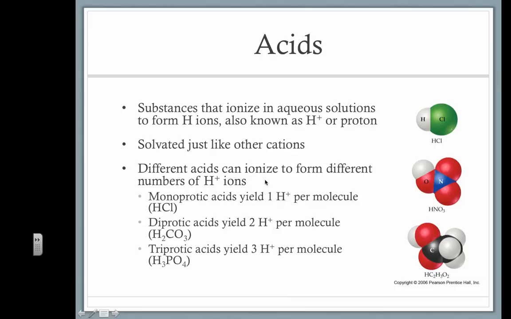Different acids can ionize to form different numbers of hydrogen ions. There are acids that are monoprotic that yield one hydrogen ion per molecule, like HCl. Sometimes we have acids that are diprotic that can give up two hydrogen ions per molecule, and sometimes we can have three. And when we have that, like with phosphoric acid, that's a triprotic acid.